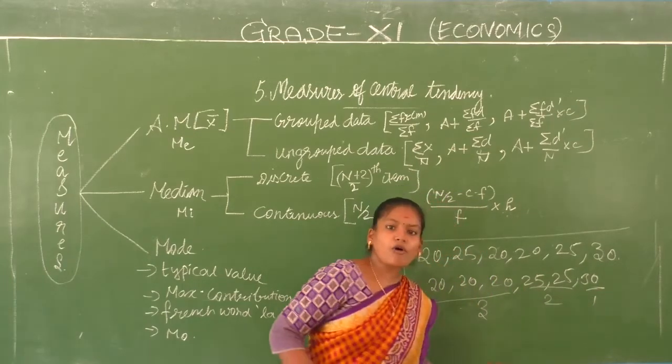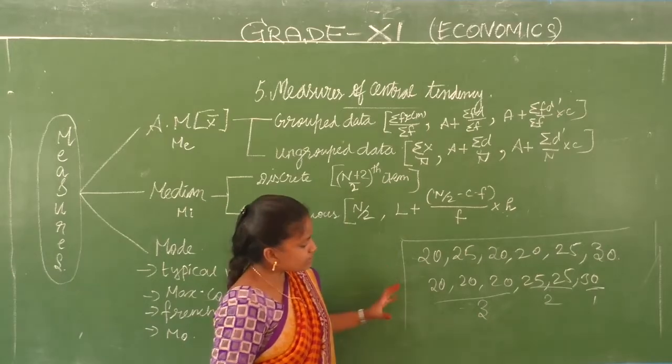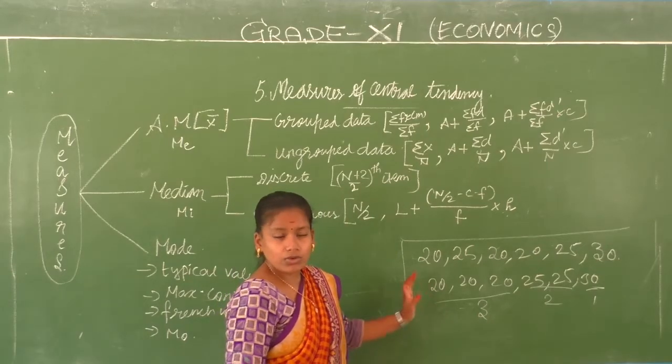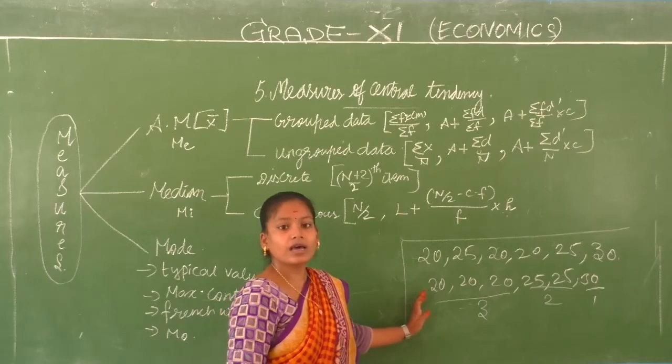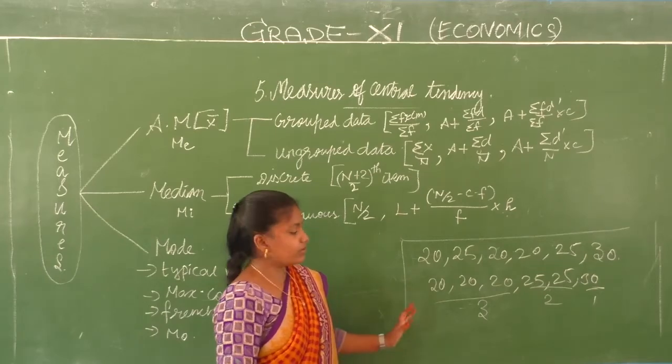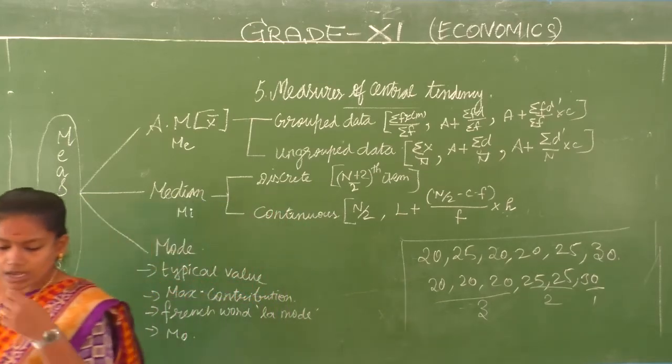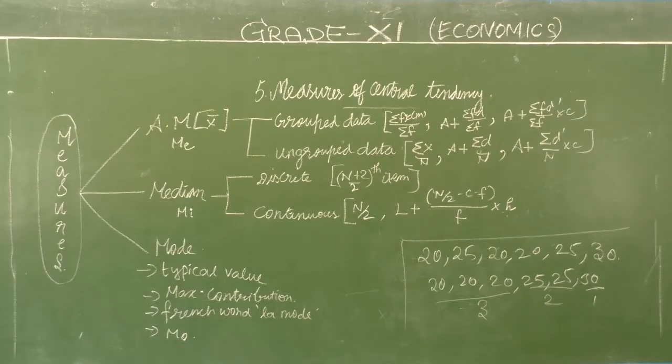So what is the mode here? Which is the most observed thing? 20. So what is the mode here, 3 or 20? 20. You have to take the value of the observation. So which is the mode here, children? The mode is 20. This happens when you have ungrouped data. Say for grouped data, how does it work? How it works for grouped data is what we are going to discuss now, right children?